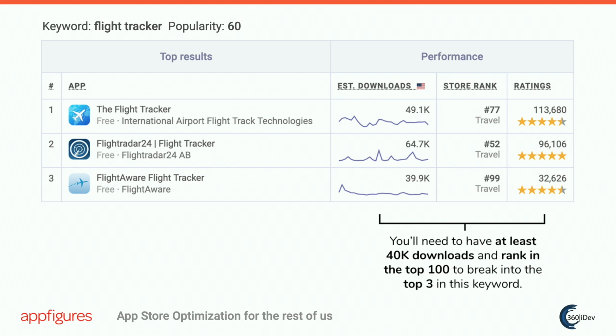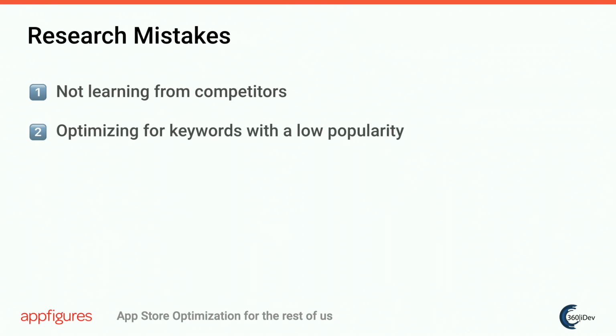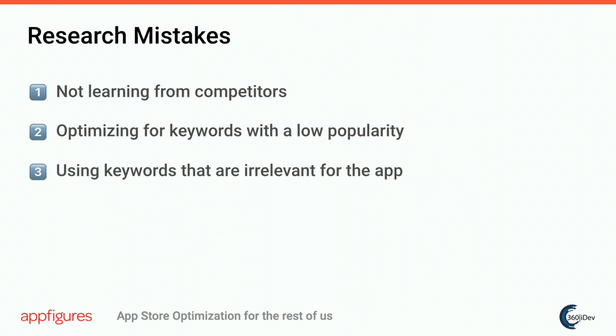Research mistakes. Not learning from competitors. I said that competitors are important and you have to look at them, because they might do something or try something that you haven't thought of. Always look at them. We talked about optimizing for keywords with low popularity and how that can really impact your overall number of downloads. Especially if you're changing something that works, that can be really disastrous.